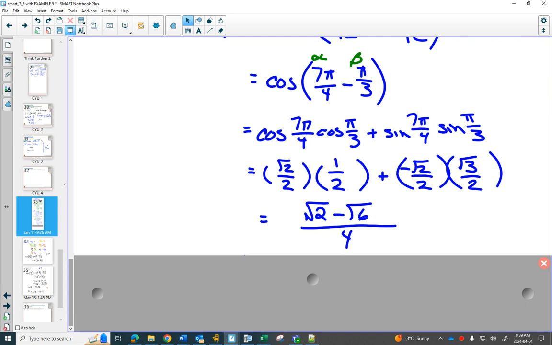And with sine and cosine, not with tangent, but with sine and cosine, in pi over 12 questions, you will always get a root 6, you will always get a root 2, and it will be divisible by 4.